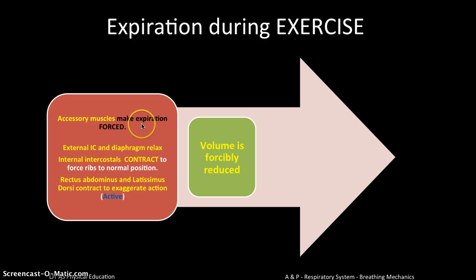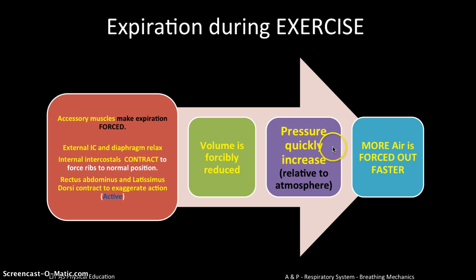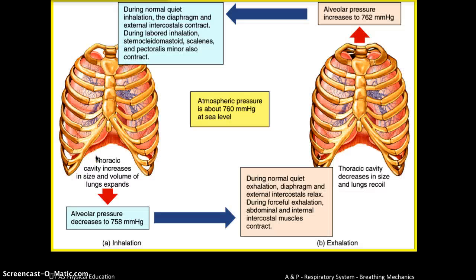So that dramatic drop in shape reduces the volume, which we know will dramatically increase the pressure inside our lungs, and therefore high to low air will be forced out, high in the lungs and lower in the atmosphere. So again, it's a much more forceful process. So in summary, expiration in exercise is an active process. At rest, expiration was passive because muscles didn't contract to make it happen. But we know we've got our accessory muscles and our internal intercostals that contract to forcibly make the rib cage move. So expiration in exercise is an active process.